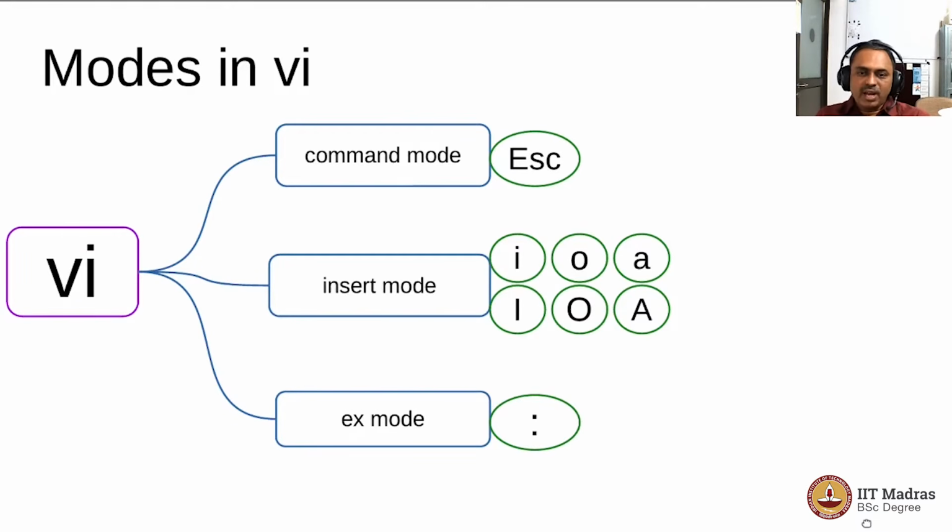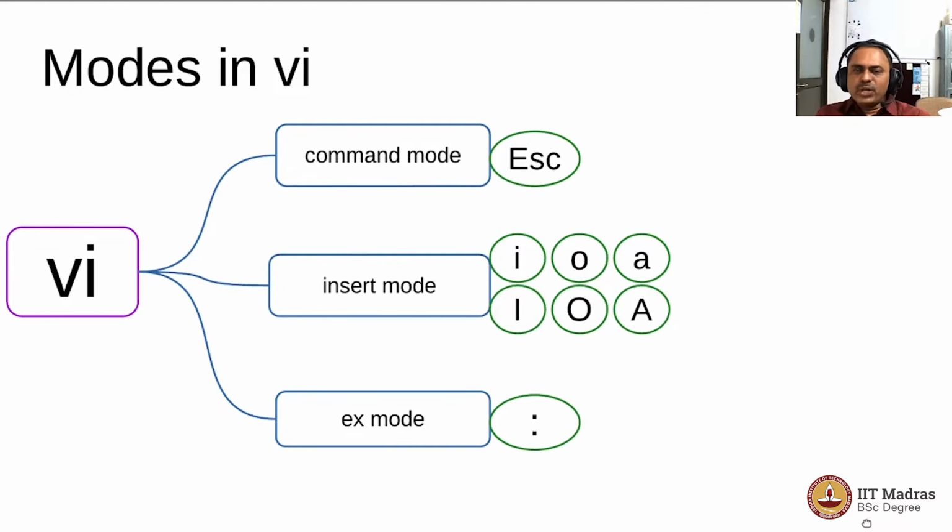So I, small i, would insert the characters from the current position of the cursor, and O will insert a new line, and A will also insert text as an appending, and therefore all these characters I, O, U, both the capital and the small, would actually start the insert mode. And at the bottom of the window in the VI editor you will also see a help that says that you are right now in the insert mode. So whatever you type will actually go into the file.